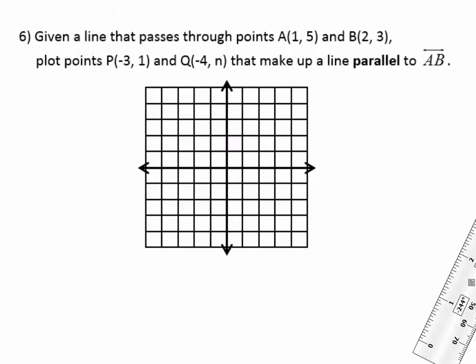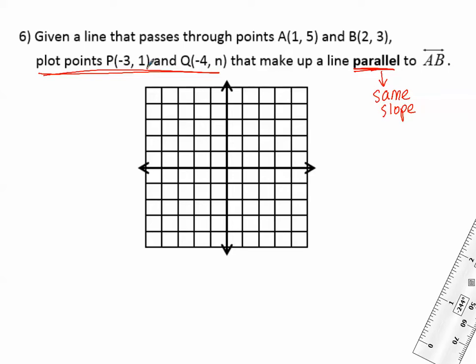Let's take a look at a couple more examples. Number 6. Given a line that passes through points A (1, 5) and B (2, 3), plot points P (negative 3, 1) and Q (negative 4, n), so we have to plot these points that make up a line parallel to line AB. Remember that parallel means same slope. When we see that word, we should write that down.